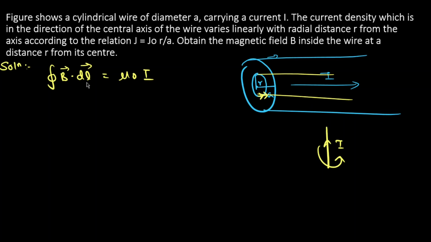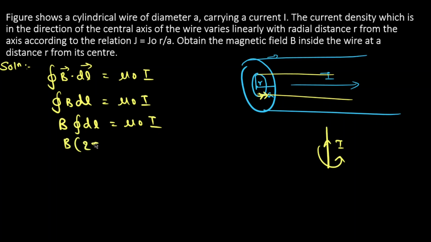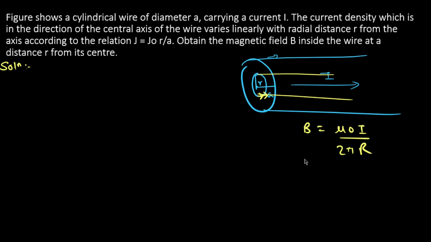Since B and dl are in the same direction, cos theta will be cos 0, which is equal to 1. So I can write this as closed integral of B dl equal to mu naught I. If I take B outside, this will be B times closed integral of dl equal to mu naught I. Now the closed integral of dl will be nothing but the circumference of this loop. So this will be B into 2 pi r equal to mu naught I, which implies B can be written as mu naught I upon 2 pi r.